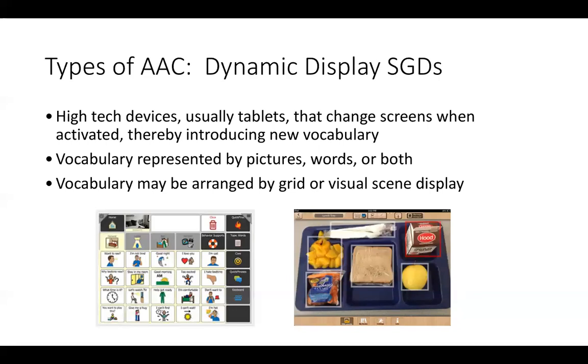Visual scene display is usually where you take a photograph of a single thing, maybe it's a room, it could be a tray of food, and then vocabulary is embedded within the familiar scene. There's some research that indicates that young children or children who are functioning at those earliest stages of communication oftentimes understand intuitively vocabulary in a visual scene display a little bit better than a grid display.